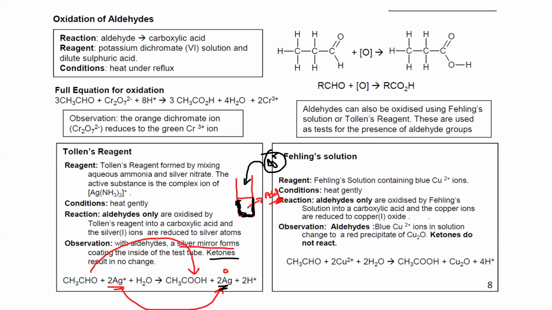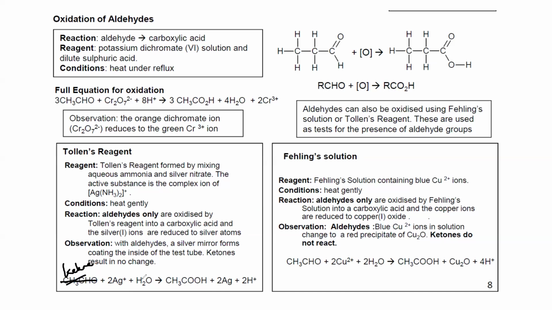But if it's a ketone, because a ketone cannot be oxidized, there's no oxidation of the ketone or reduction of the silver, so there will be no change. If we were using a ketone here, then this reaction will not proceed, so it will remain as silver ion and the solution remains colorless initially.